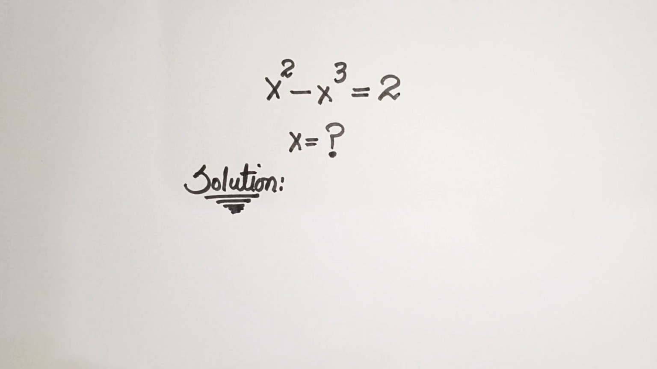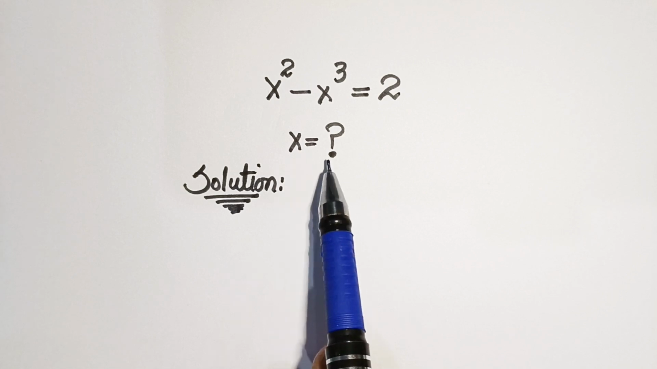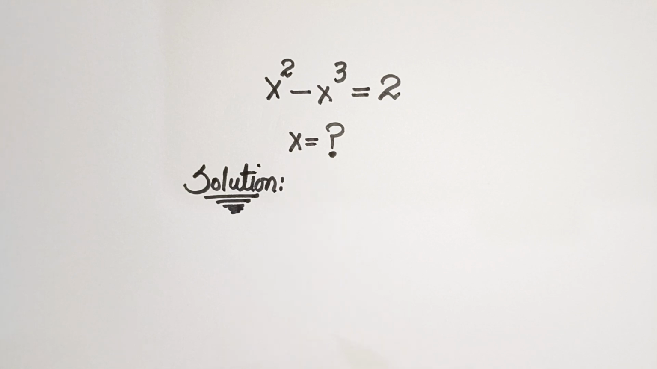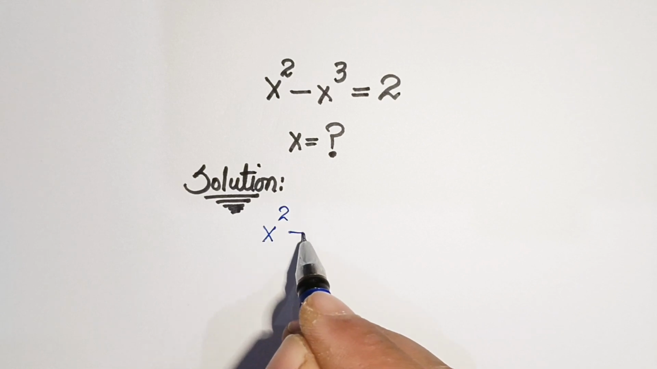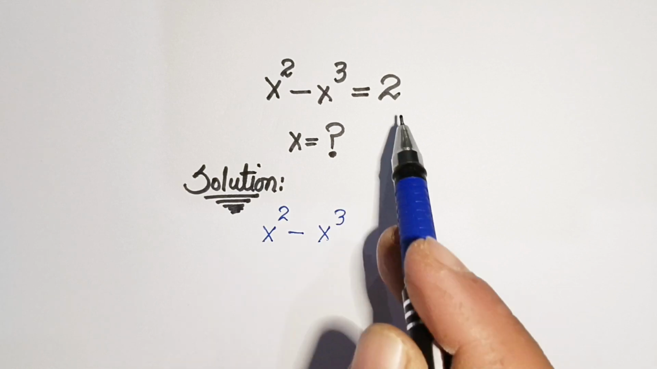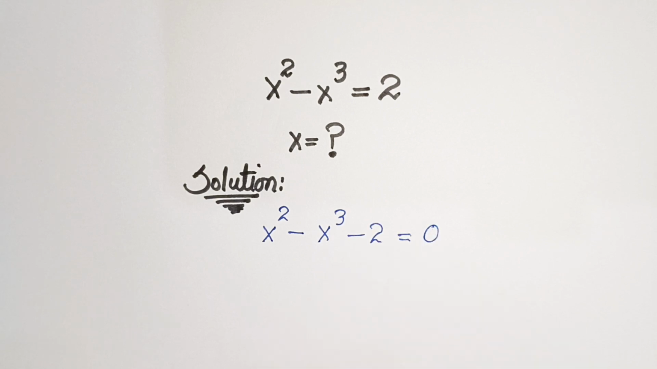Today we have a nice entrance exam question: x squared minus x cubed is equal to 2. So we have to find the value of x here. Now our left hand side of this equation is x squared minus x cubed. If we shift this 2, we get minus 2 is equal to 0.